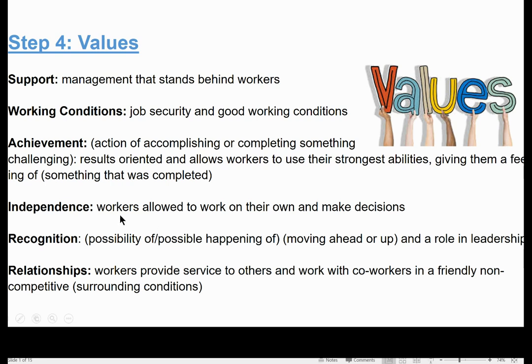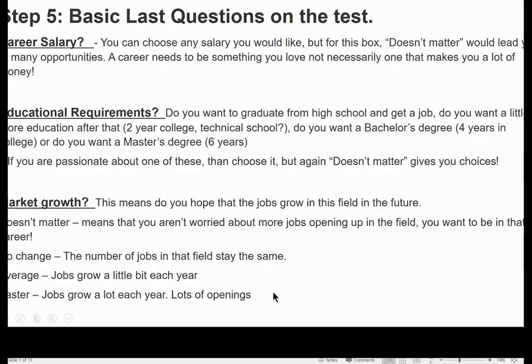Independence. Can you work by yourself? Recognition. Do you want somebody to recognize all of your achievements and skills and come back and say, thank you very much for doing a good job? Moving ahead or up, and maybe eventually a role in leadership. And is it important to have relationships with your coworkers in a friendly, non-competitive environment? The last questions are these three, and I'm going to go through those quickly.